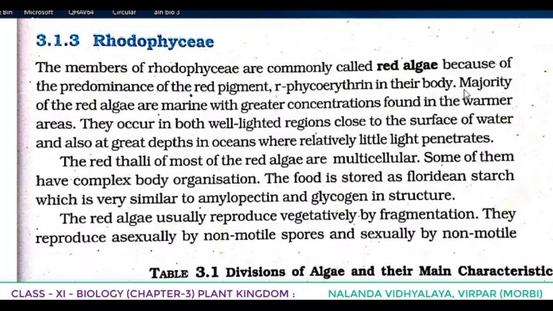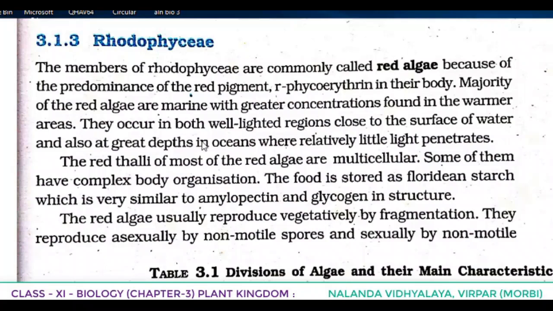So, the pigment which is present in red algae, the predominance of the red pigment, that is R-phycoerythrin. Majority of the red algae are marine with greater concentrations found in the warmer areas. So, where are they found mainly? They are found in the warmer areas.